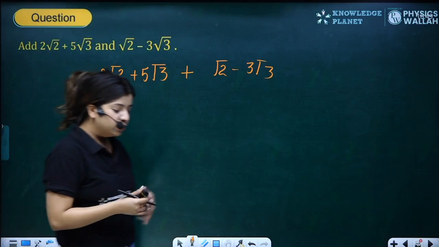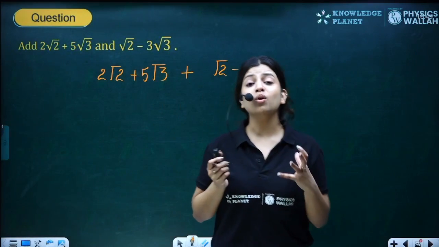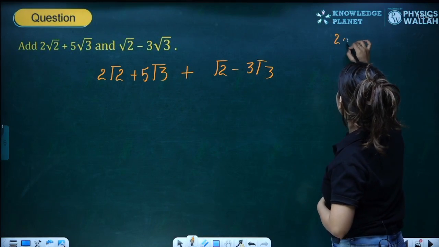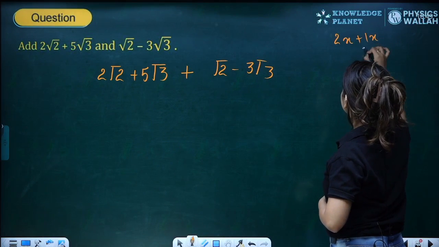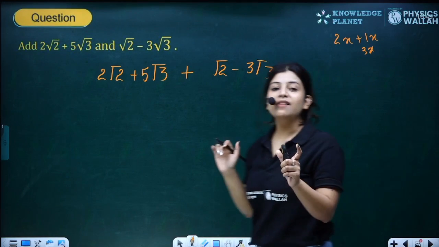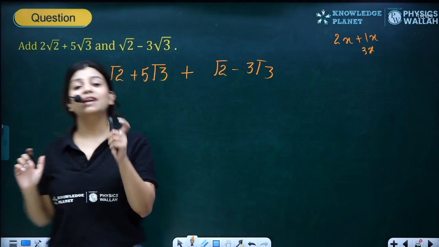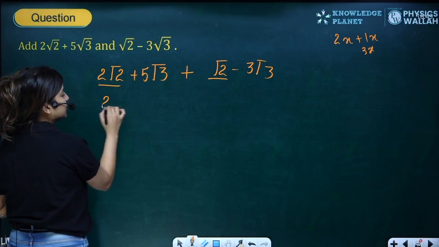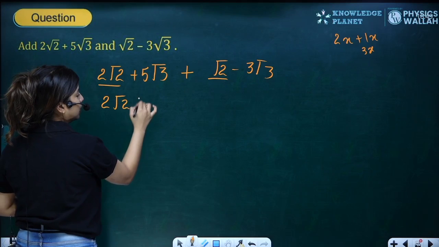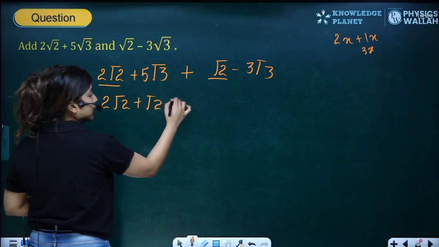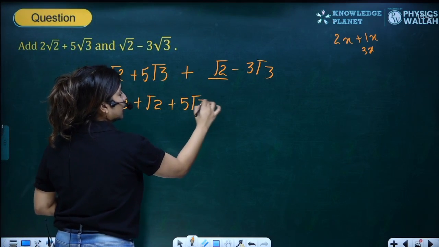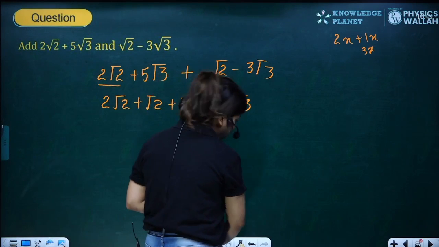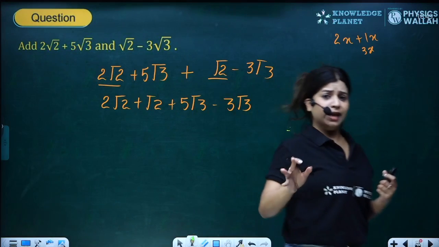So what we can do is just consider these root numbers as variables, right? Likewise we do that 2x plus 1x gives us 3x. So similarly we have to see which of the numbers have the same root with them. So 2 root 2 and this root 2 have the same root with them, so let us write them together. Then this 5 root 3 minus 3 root 3, they have the same roots. Now how to solve them further depends totally on the variable part again.